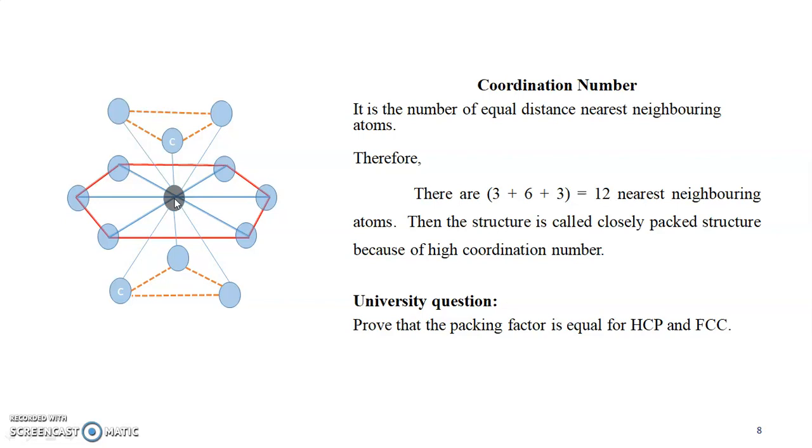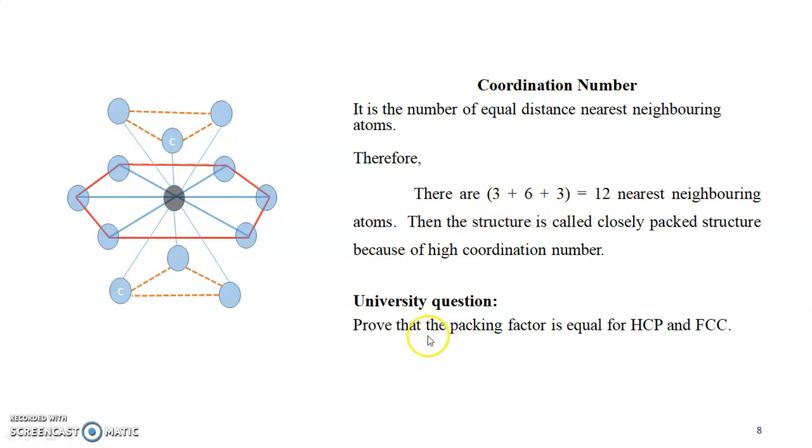It has 6 equidistant nearest neighbors in its plane. Moreover, it has 3 equidistant nearest neighbors in its upper middle plane. Similarly, it has 3 equidistant nearest neighbors in its lower middle plane. So the total number of equidistant nearest neighbors is 3 plus 6 plus 3, 12.